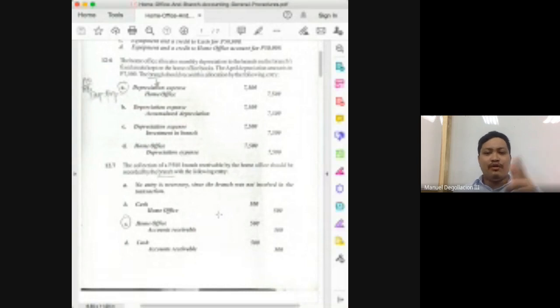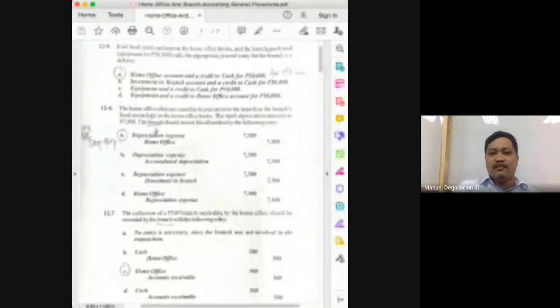Okay. By the way, going back to problem 7, what would have been the entry in the books of the home office for the collection? Since the home office account was debited, what do you think will happen to the investment in branch account? Credited. Now, what do you think would be the debit? It should be obvious that it is cash. Why? Because it is the home office who actually received the cash. So the entry in the books of the home office for problem 7 would be debit, cash, and credit, investment in branch.